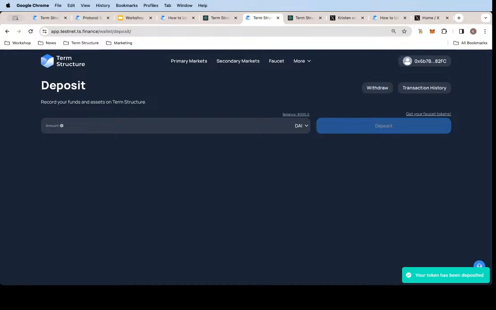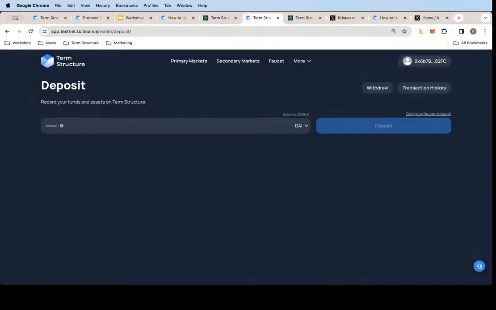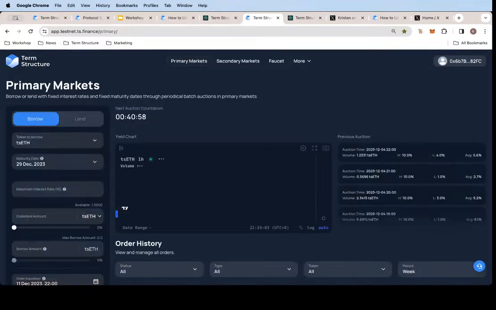Yeah, so if it's successful, you'll be able to see this message that says your token has been deposited. So that means it's successful. And if you would like to deposit more tokens, you can definitely do that. And yeah, let's now go to primary markets to place orders.